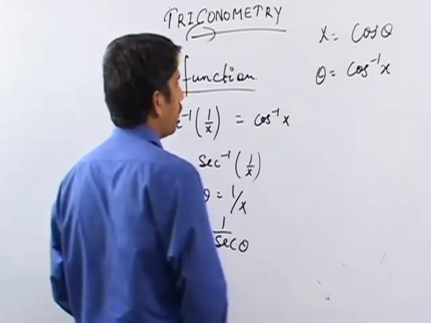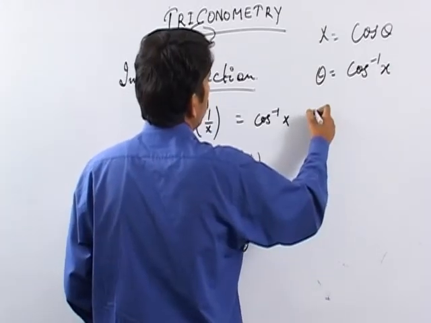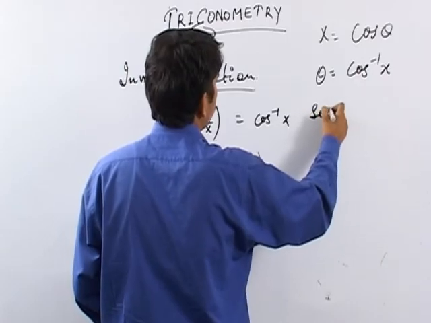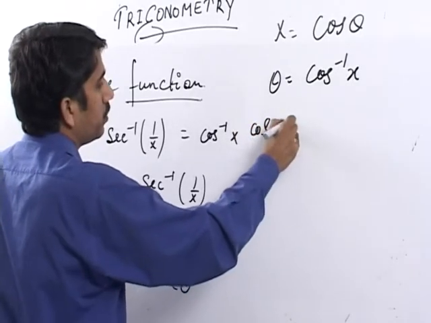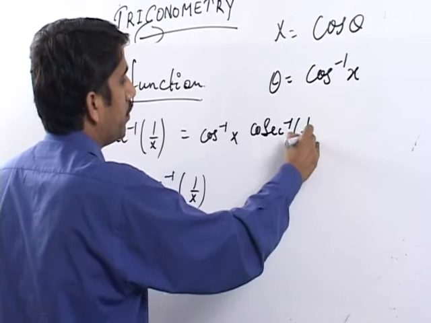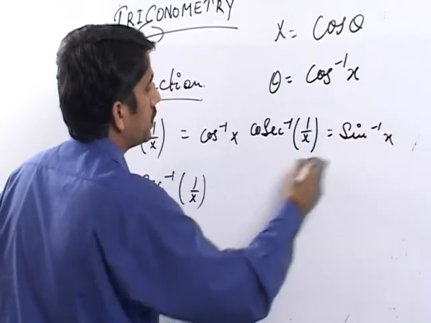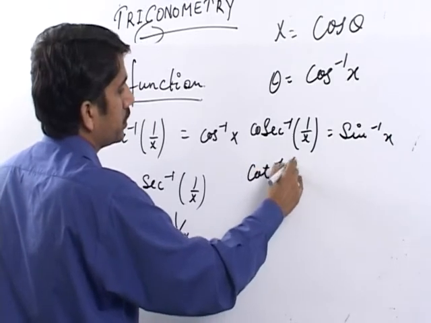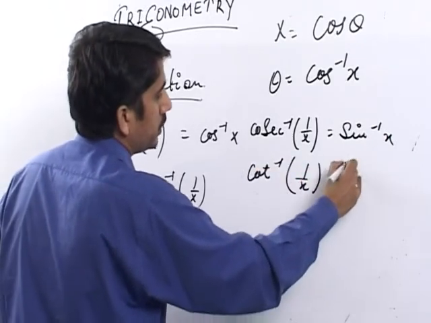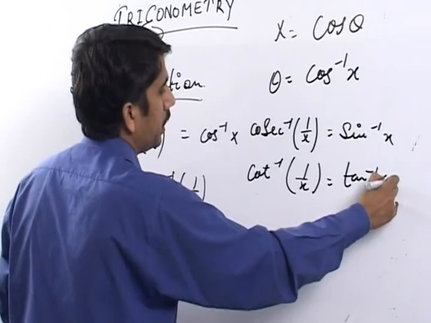In a similar pattern, you can find out the formulas for cosecant inverse of 1 by x is equal to sine inverse x, and cot inverse of 1 by x is equal to tan inverse x.